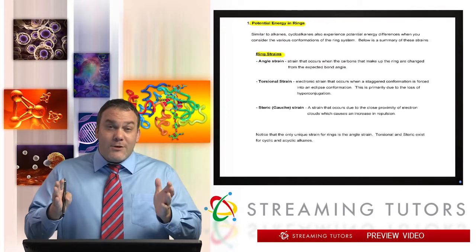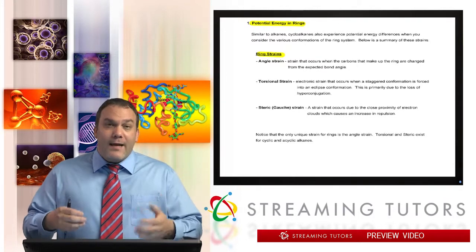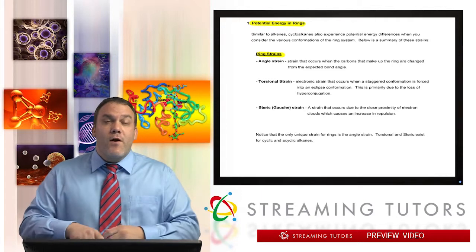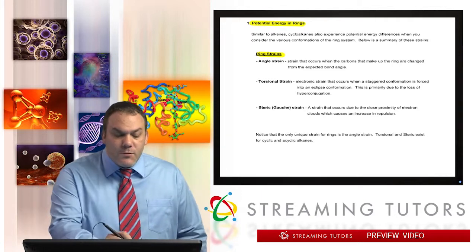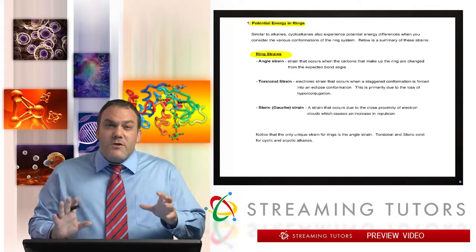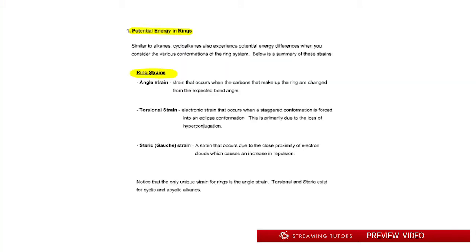So potential energy is the energy stored in the system, in our case molecules, and we're going to figure out how we can release that potential energy. But first we have to figure out what makes potential energy, and that's what this is here. These are the ring strains, the strains that contribute to the potential energy of a system. The first one is called the angle strain. Actually, this is the one unique strain that ring systems have, and that alkanes, what we referred to before, don't have. But the other two, everybody has.